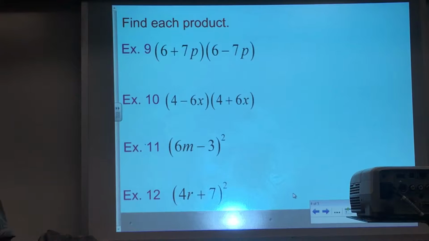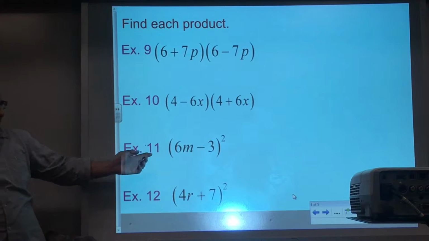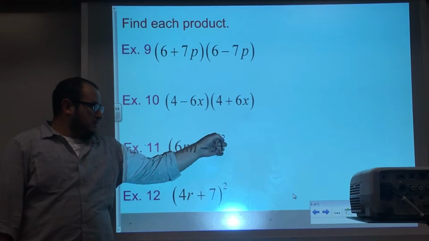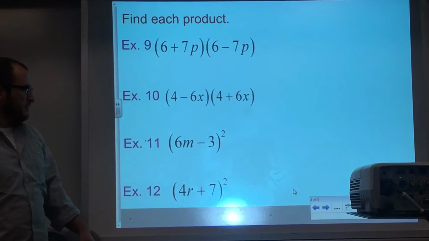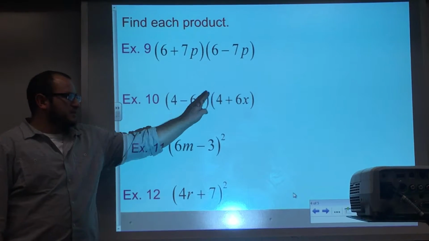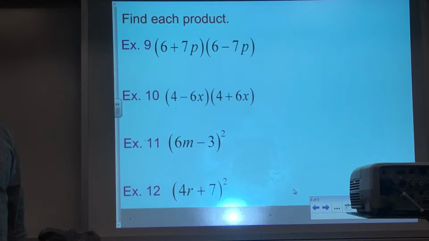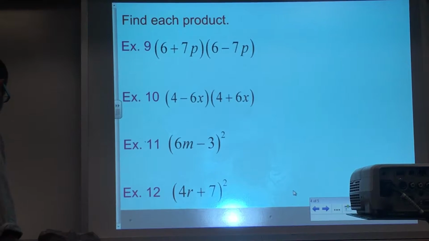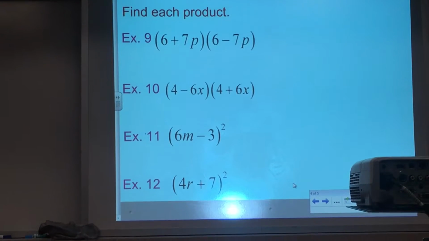All right. This right here is a little bit more on multiplying. These are special polynomials. Special because this is the same polynomial being multiplied twice. This one right here is just opposite in sign. So let's go ahead and do one. Well, I'm going to do 2 of them, and then the rest you do for homework. Let's start with number 9.